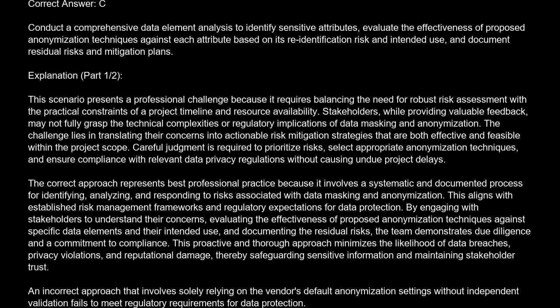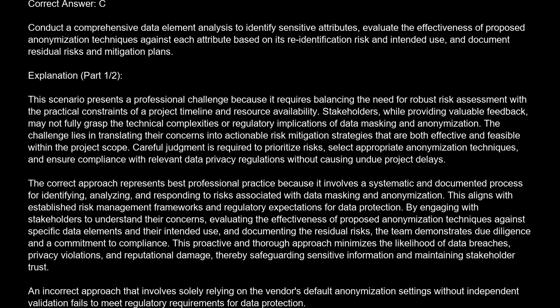The correct answer is C. Conduct a comprehensive data element analysis to identify sensitive attributes. Evaluate the effectiveness of proposed anonymization techniques against each attribute based on its re-identification risk and intended use, and document residual risks and mitigation plans.